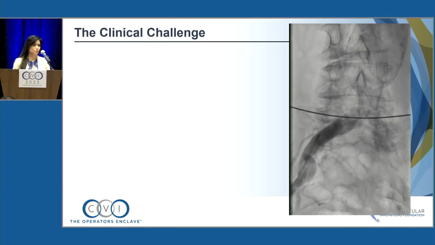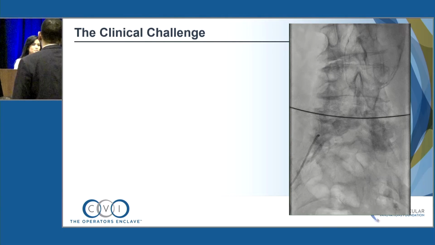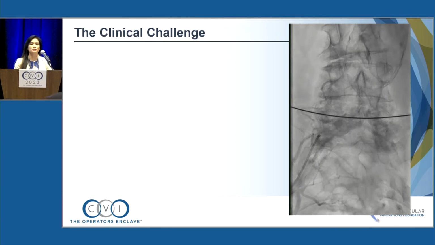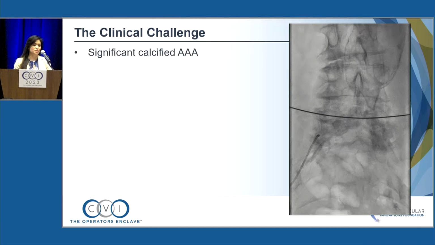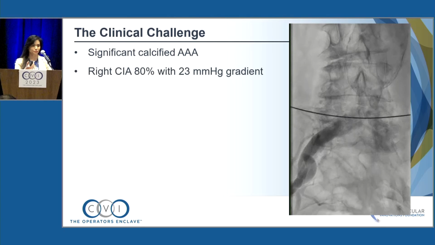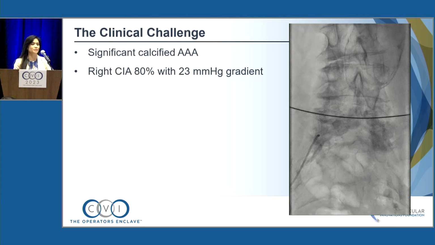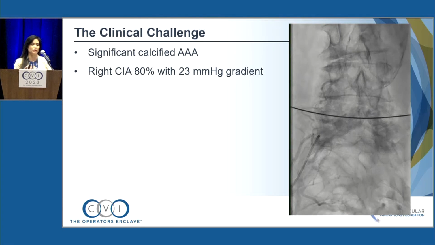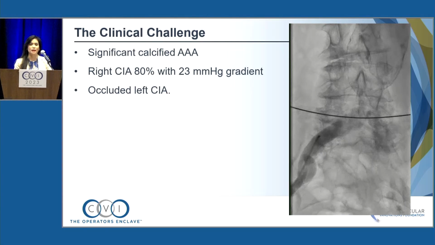So we took her to the lab for a carotid angiogram, in which she was only found to have mild bilateral carotid disease. But using our right common femoral artery access, we were able to do a selected angiogram here to evaluate her PAD. And we found her significantly calcified AAA, an 80% stenosis of her right common iliac artery with a 23 millimeter gradient, and an occluded left common iliac artery.